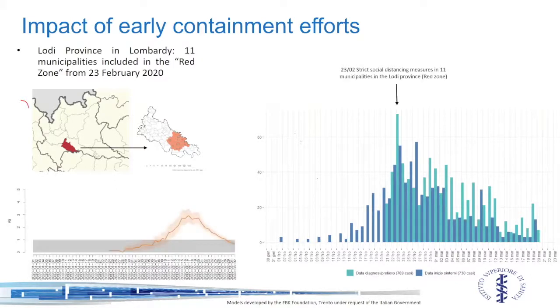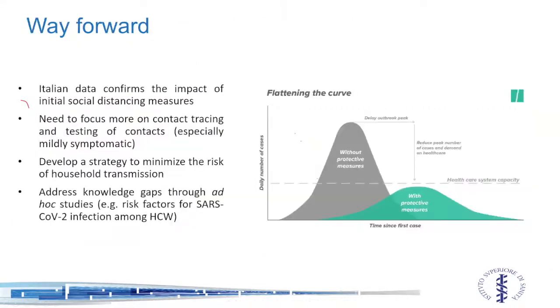Okay, and this is the Rt as was calculated and measured at the time, as was measured in the red zone at the beginning of the situation. Where we want to go, or we try to go, because we are still in the middle of the battle.